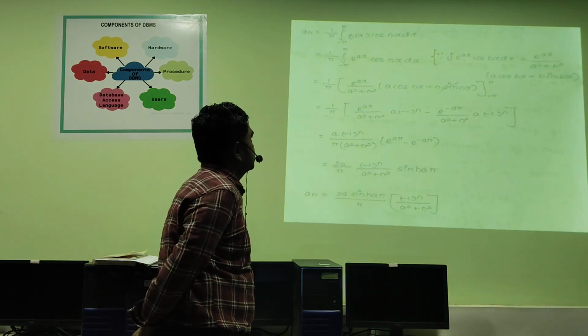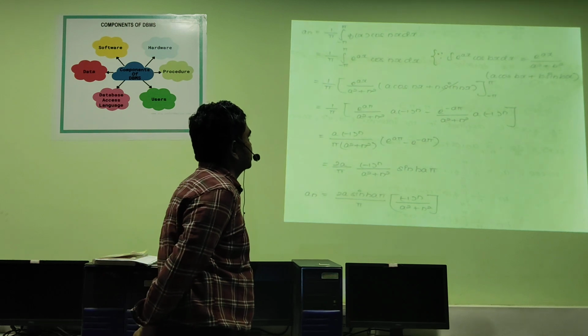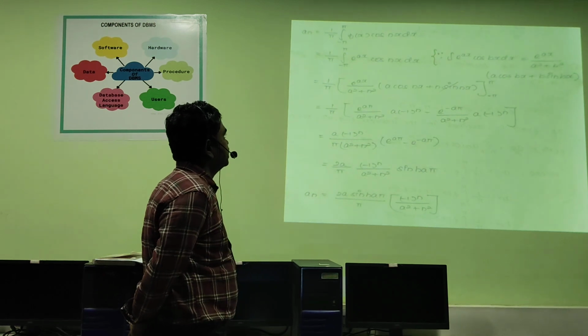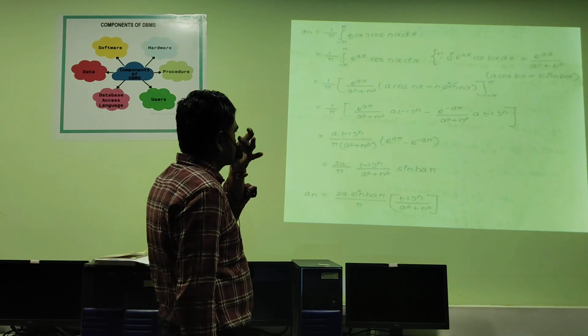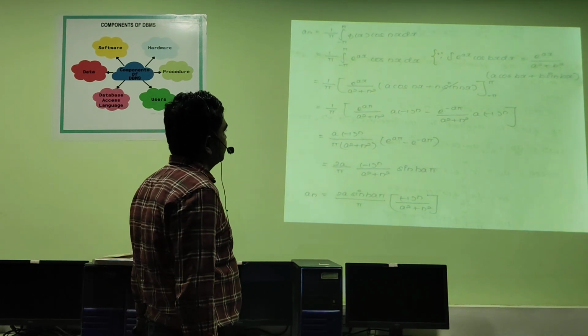We can now find the Fourier coefficient an. An is 1 by pi integral minus pi to pi f of x cos nx dx. So what is the value of f of x? e power ax.